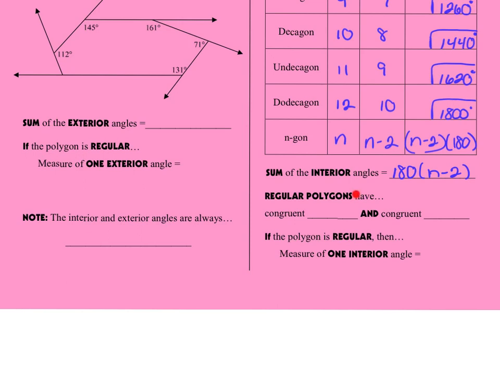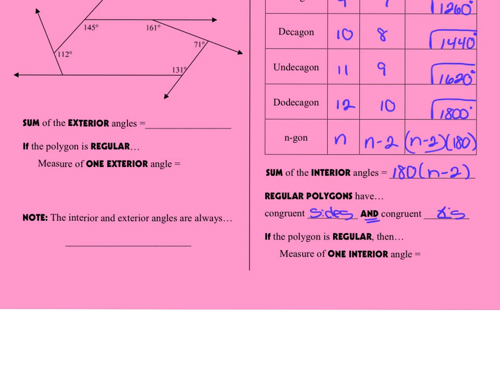Now let's remember that regular polygons will have congruent sides and they have to have both congruent angles. So congruent sides and congruent angles. Now, that means that if a polygon is a regular polygon, if you know what all the angles are going to add up to, and all the angles are supposed to be congruent or equal, then you can easily find the measure of a single angle.